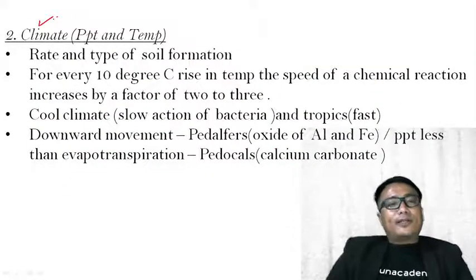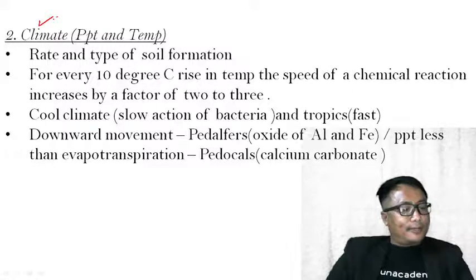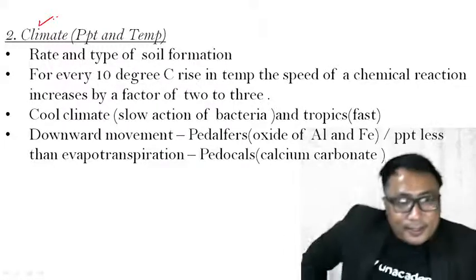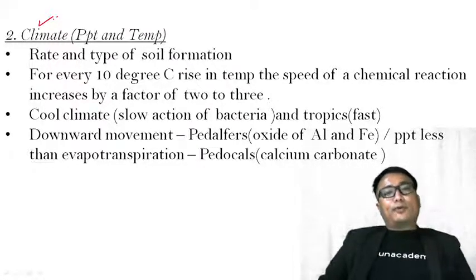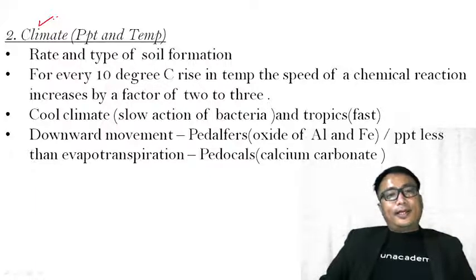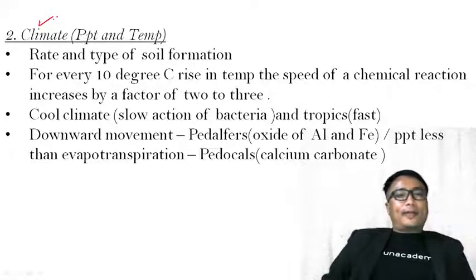The second important factor in the soil forming process is the climate. How climate influences the soil forming processes. Rate and type of soil formation is determined by the climate. When I talk about climate, it is about rainfall and temperature. The rainfall and temperature, I can say, are a manifestation of climatic conditions. Now, you see here, rate and type of soil formation is influenced by the climate.